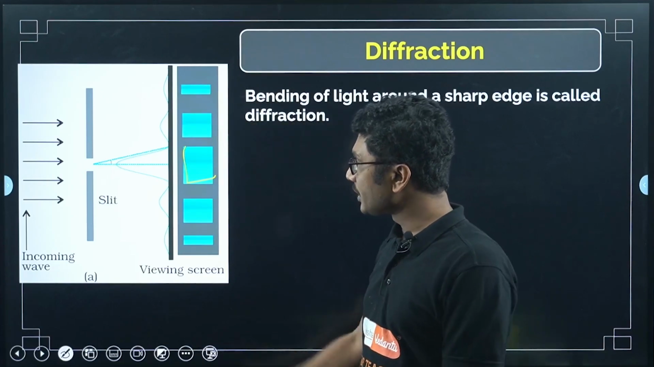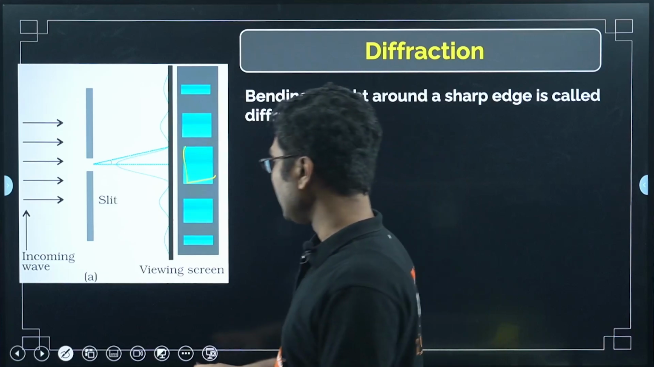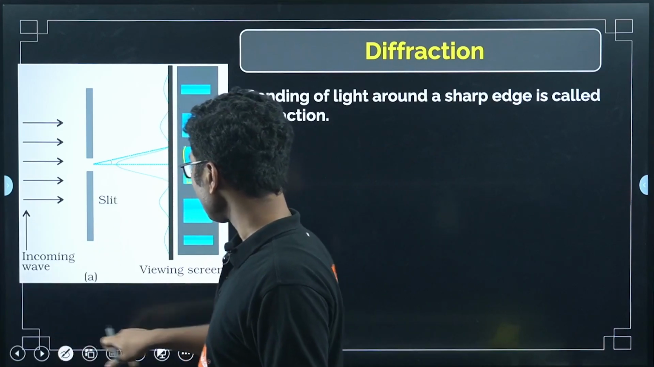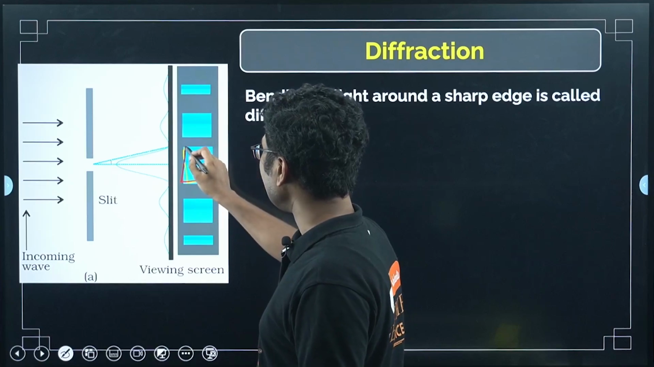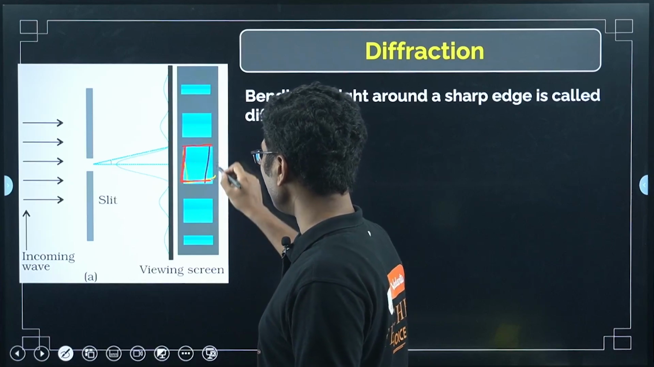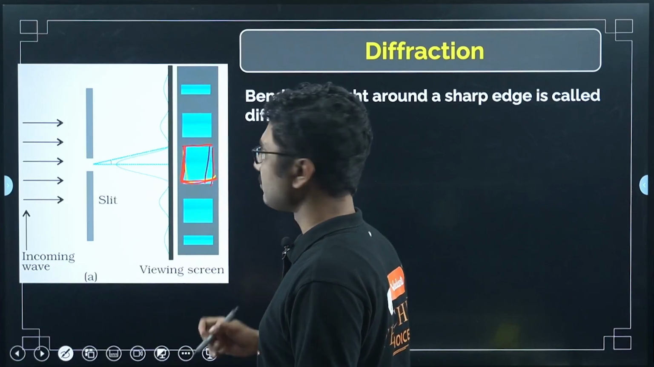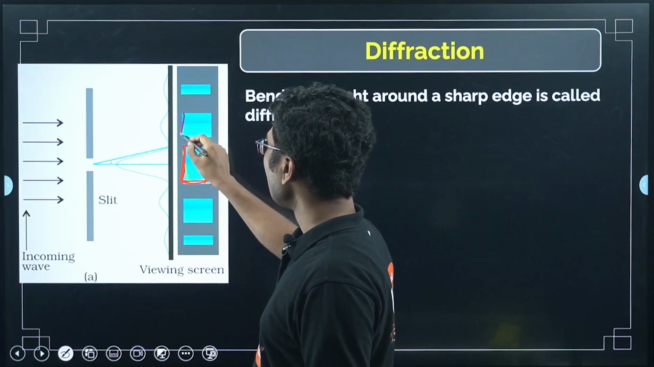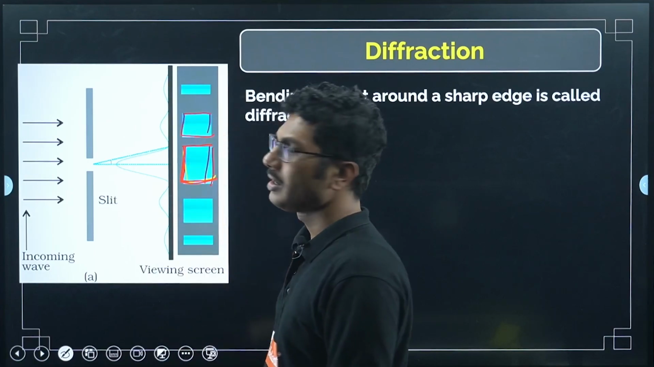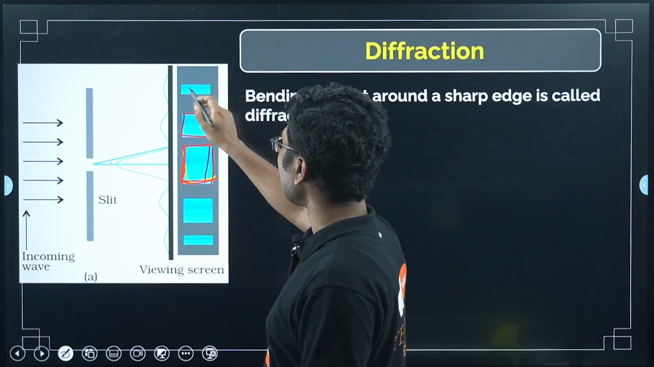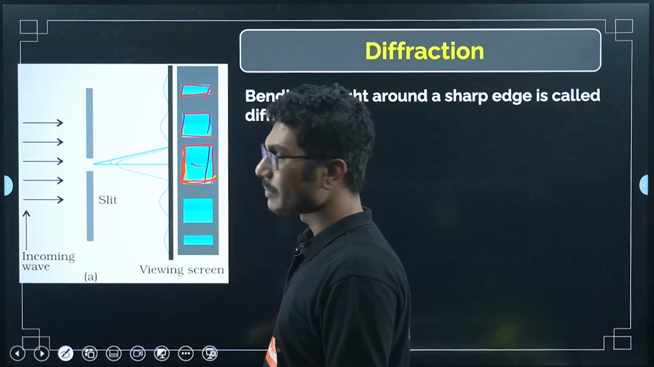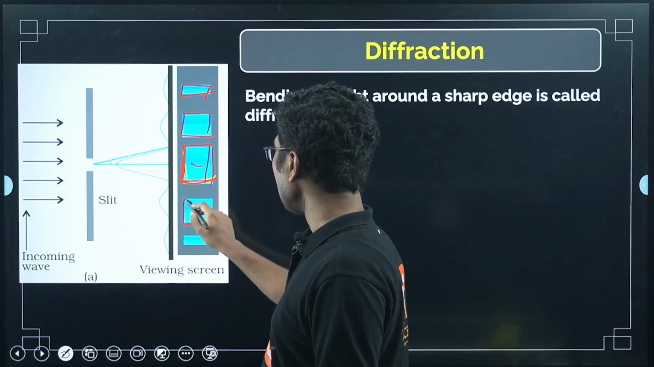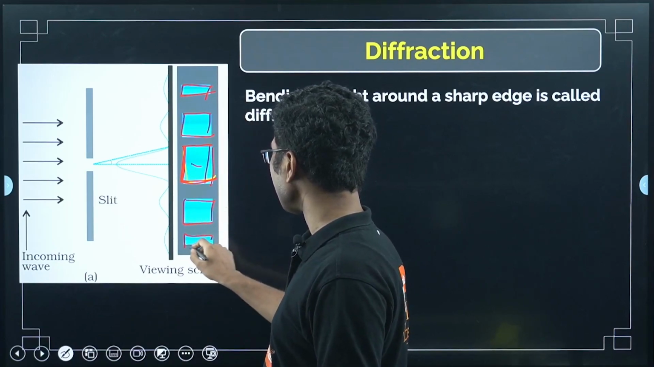Now when you observe carefully, you will see that instead of getting fully dark, after this central maximum zone you get a small region of another maximum, then another maximum. This is the primary, central maxima, and these are secondary maxima.